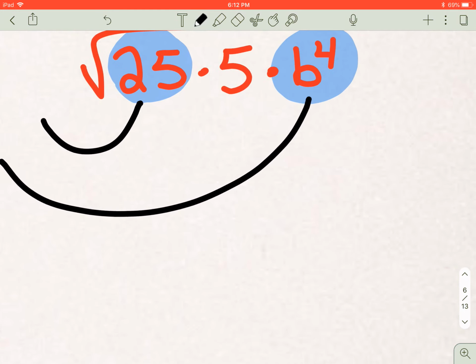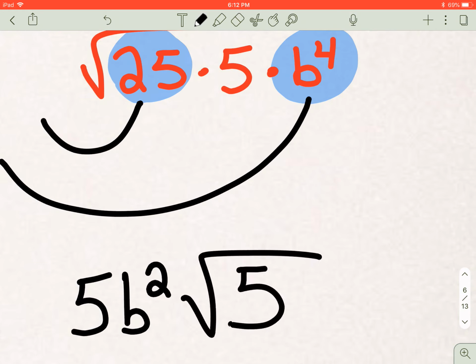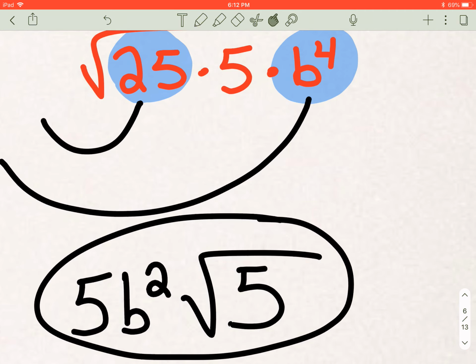The square root of 25 would be 5. The square root of b to the 4th is b to the 2nd. And if you haven't noticed yet, we really just cut them in half. Not with our whole numbers, but with our variables with an exponent, we just cut that in half. Times the square root of 5. And that would be my final answer on that example.